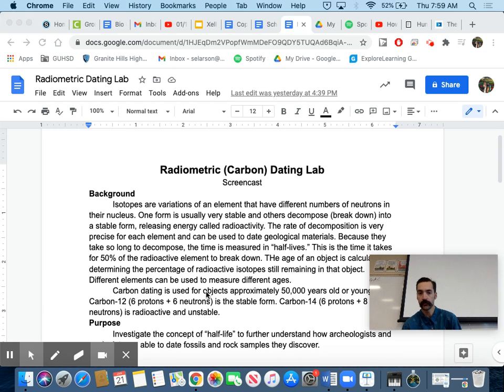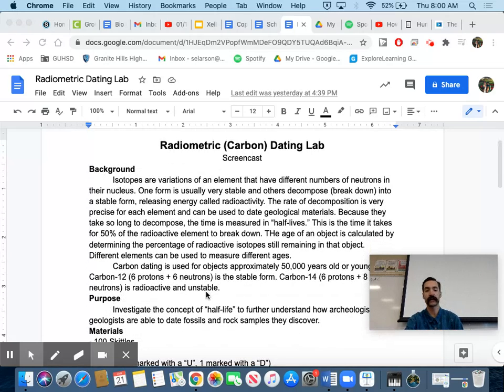So I'm going to go over the Radiometric Carbon Dating Lab, kind of what you're working through, and what I've already kind of done for you. So this lab is diving into this idea of how we figure out the age of a lot of these fossils. So when we're talking about things that are millions of years old, how do we know that they are in fact millions of years old?